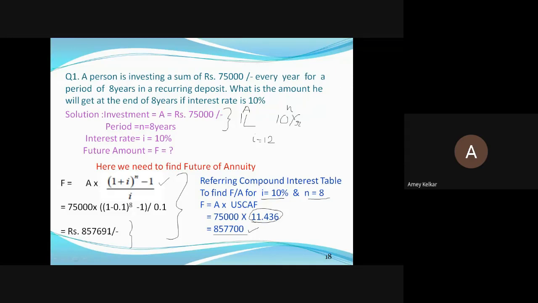Now annuity instead of 75,000 is 1 lakh. N instead of 8 is 10. And i value instead of taking 0.1, that is 10%, you have to take 0.12. That is the change. I'll give you 2 minutes, 5 minutes. Please work out and tell me what will be the future value. Then we'll go to the table and check it.